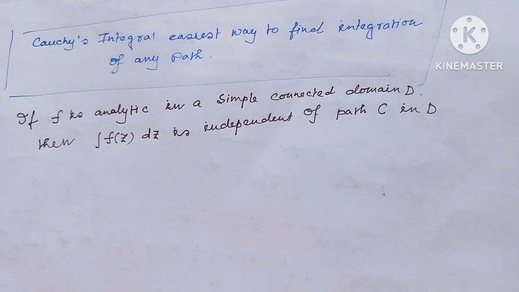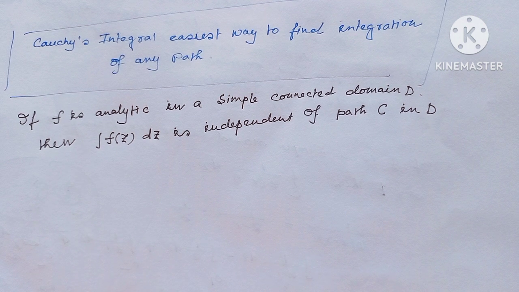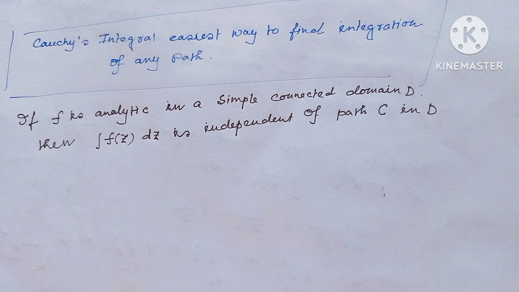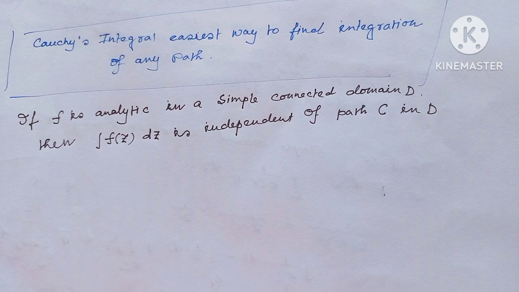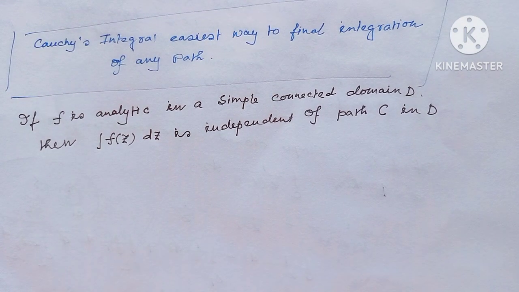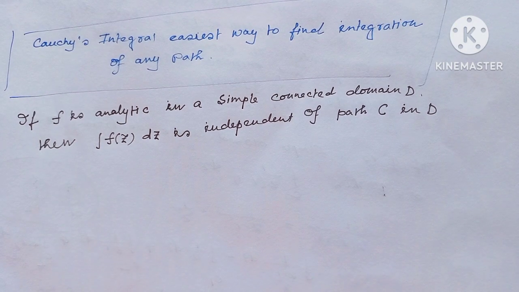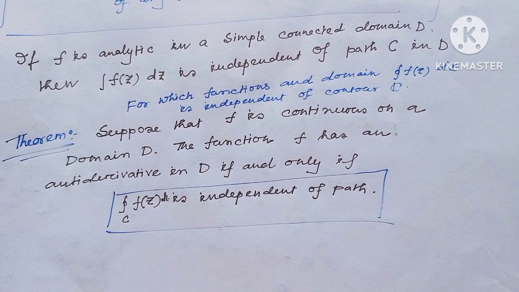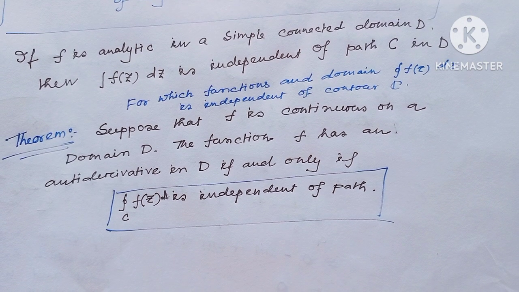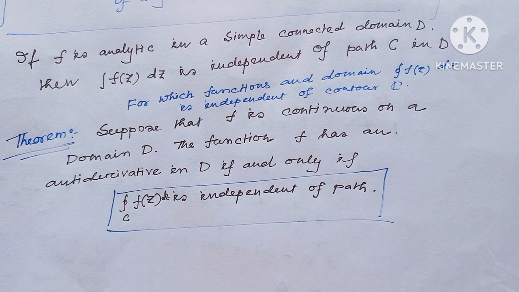Welcome back. In my previous video, I showed that Cauchy's integral theorem is the easiest way to find the integration over any path. We all know that if f is analytic in a simply connected domain, then the integral of f(z) dz is independent of the path C in the domain D. Today I will say for which functions and domains the integral of f(z) dz is independent of the contour C.